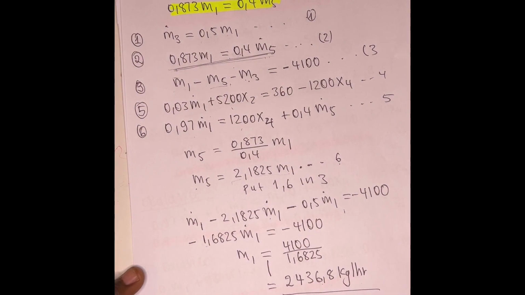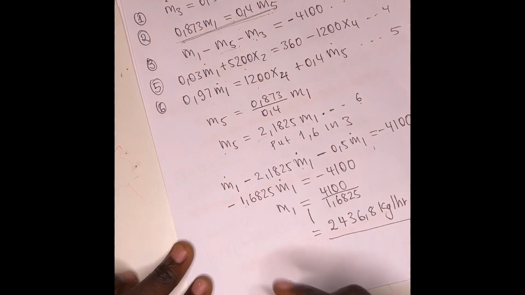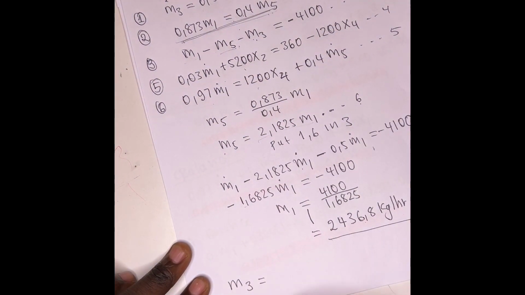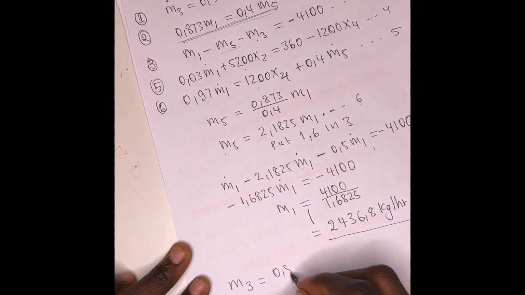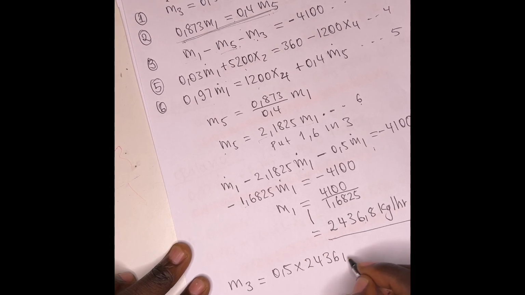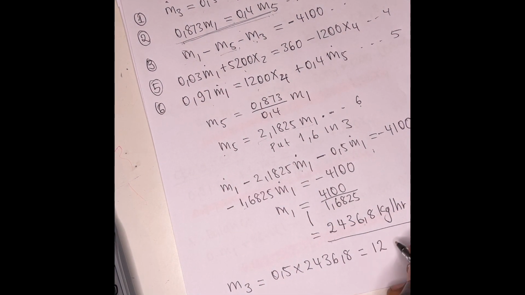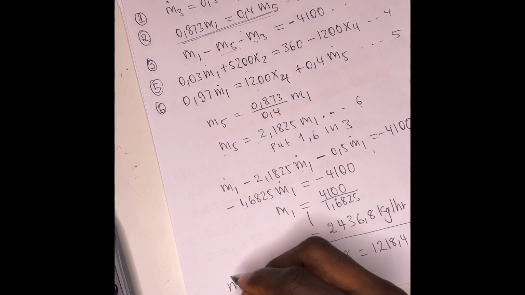Guys, can you see? Now, if we solve M1, the question becomes easier. How? We just take this value and plug it here. We find M3. M3 in another way is 0.5 M1. What is the value of M1? We already found 2436.8. So 0.5 times 2436.8. The answer we can write here is 1218.4. The unit is still kilogram per hour because they are mass flow rates.